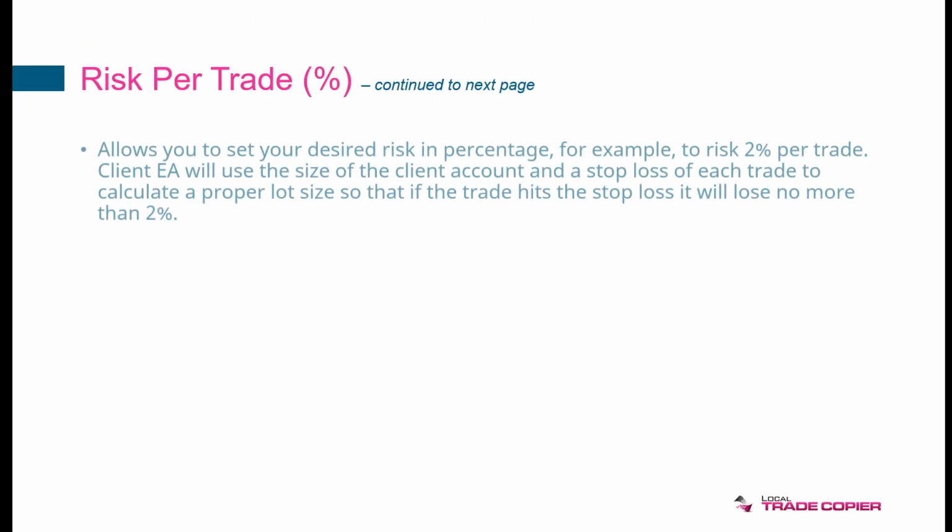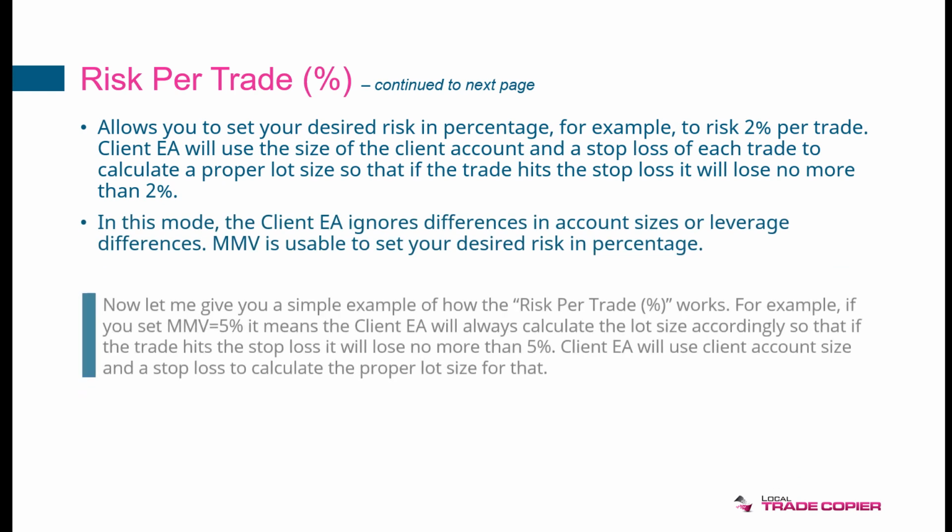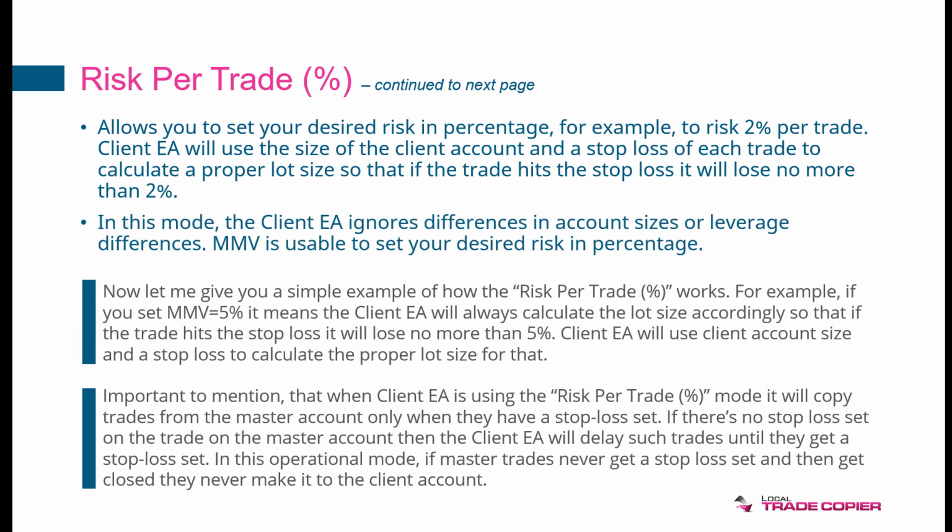Okay, the next one is the risk per trade in percentage. So this allows you to set your desired risk in percentage. For example, 2% per trade. So client EA will use the size of the client account and the stop loss of each trade to calculate a proper lot size, so that if the trade hits the stop loss, it will lose no more than 2%. Obviously some deviation is possible, but it will be roughly 2%.